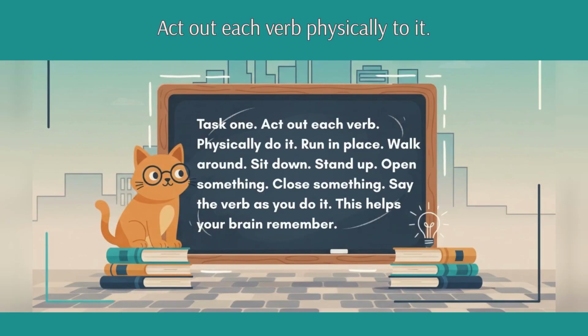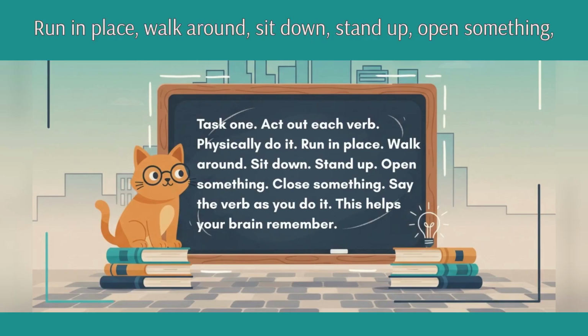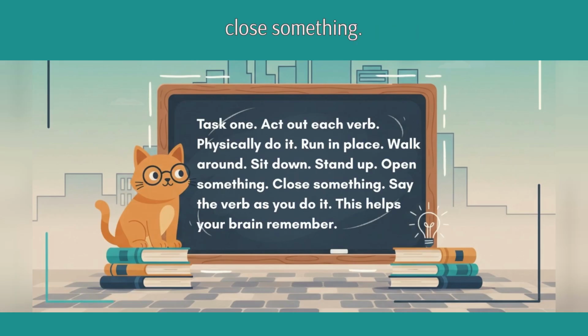Homework time. Task 1. Act out each verb. Physically do it. Run in place. Walk around. Sit down. Stand up. Open something. Close something. Say the verb as you do it. This helps your brain remember.